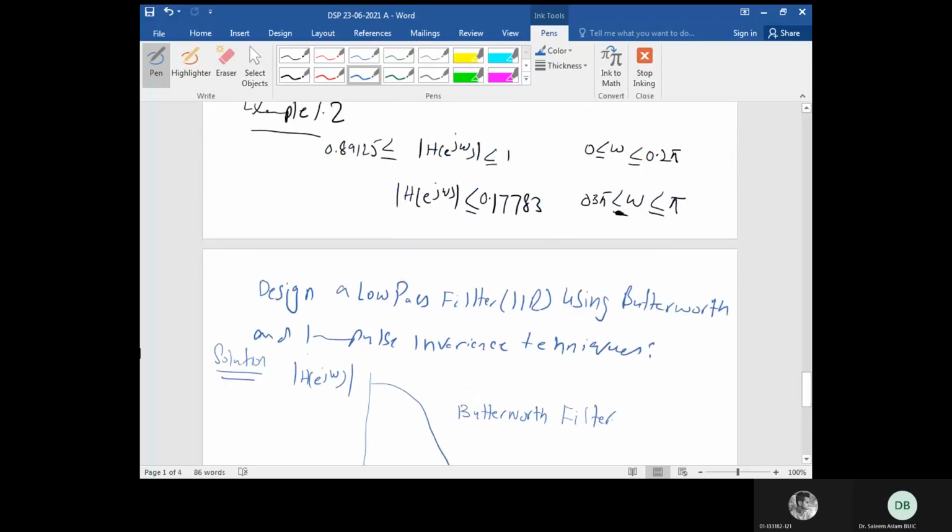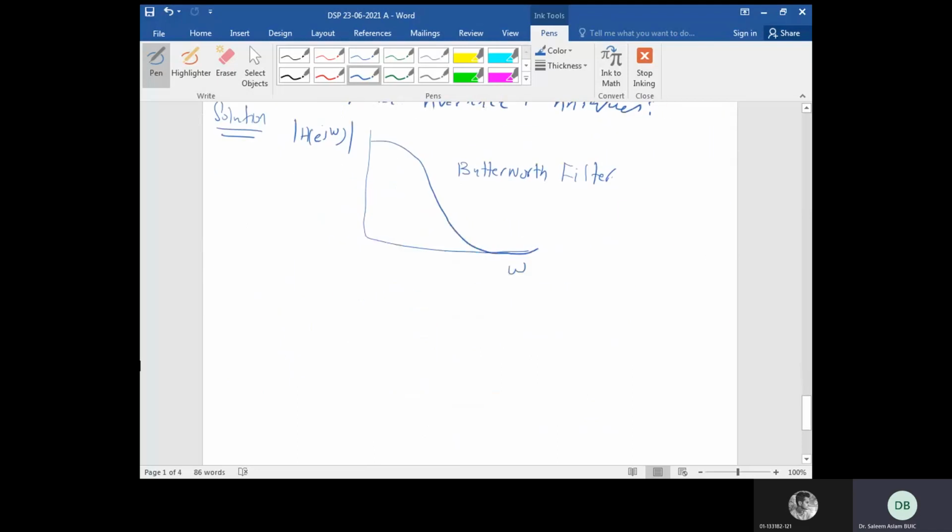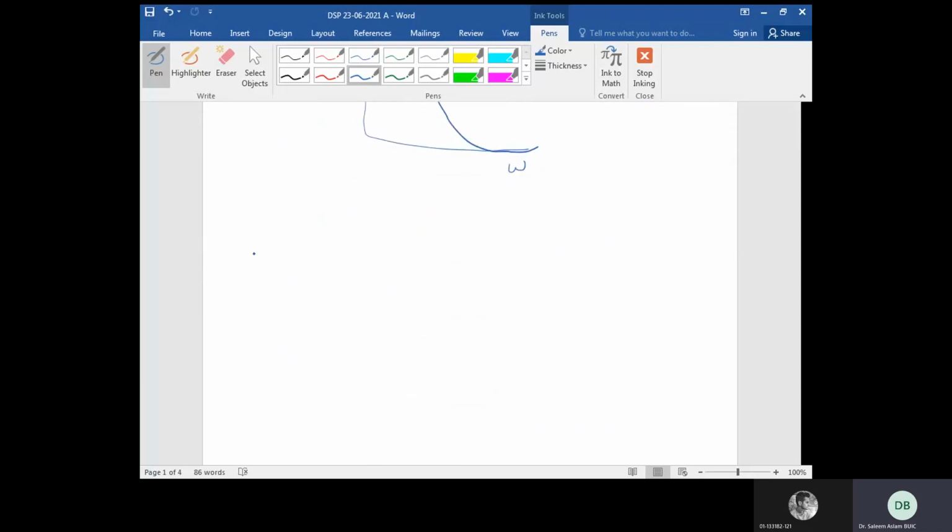Keep in mind, if we apply these specs, 0.89125, for a Butterworth filter, what is the value of omega pass? 0.2 pi, right? So your value of omega pass, let me first draw the four blocks level diagram. That will help you to clearly understand the design process.